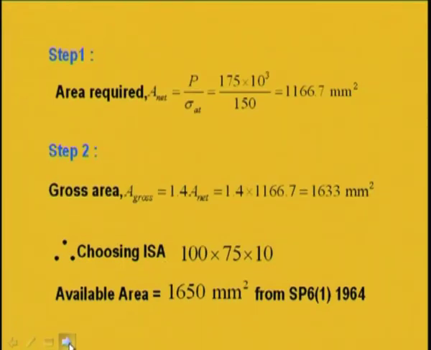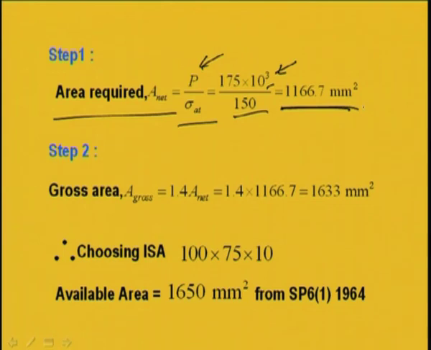Now, as we have discussed, what is step 1? In step 1, first we will find out the required net area. Net area required will be P by sigma At, where P is the force applied and sigma At is the allowable tensile stress on the member. So, the load is 175 kilonewton, we are making it Newton, and this is 150 Newton per millimeter square. So, net area required is 1166.7 millimeter square.